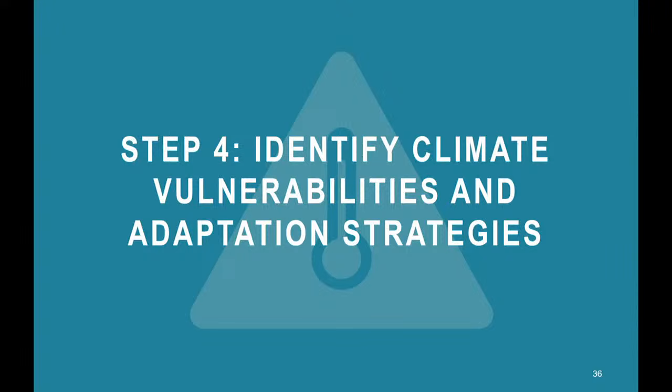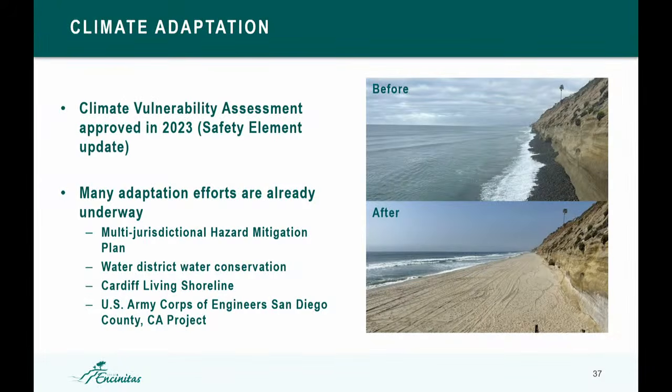So step 4 of the climate action planning process is to identify climate vulnerabilities and adaptation strategies. In this chapter, for this updated CAP, we were able to reference a recently completed assessment, the climate vulnerability assessment that was completed as part of the safety element update. This was approved and adopted by council in 2023. So rather than repeating new analysis, we relied on recently completed analysis to identify the future vulnerabilities that the city can expect to see over the next 20 years and beyond.